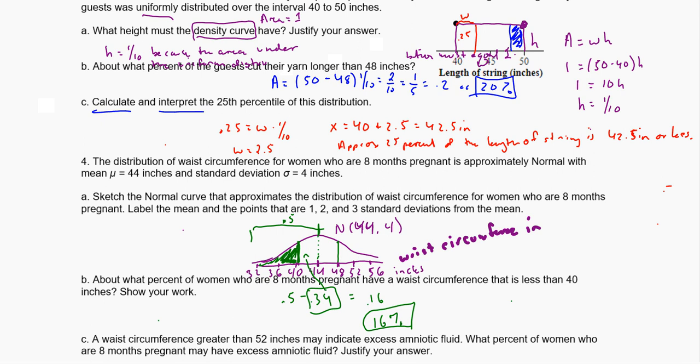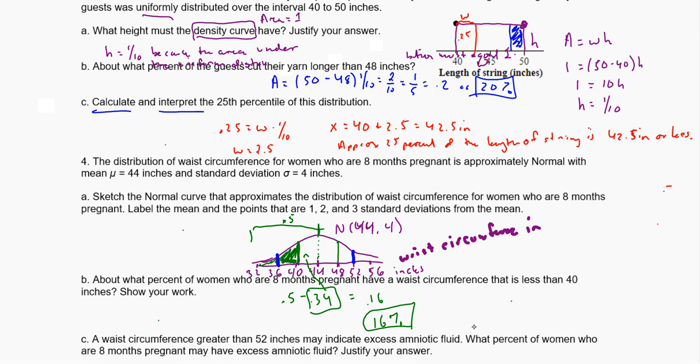Okay. And then finally, we can say a wrist circumference greater than 52 inches may indicate excessive amniotic fluid. What percent of women who are 8 months pregnant have excess amniotic fluid? Justify your answer. All right, well, we're looking at 52 inches. Okay, so greater than that, what percent of women who are 8 months pregnant may have excess fluid? All right, so if we take this right here, 52 inches right there, what we know is that this is at the second standard deviation. And we know that within the second standard deviation on each side is 95% of the data.